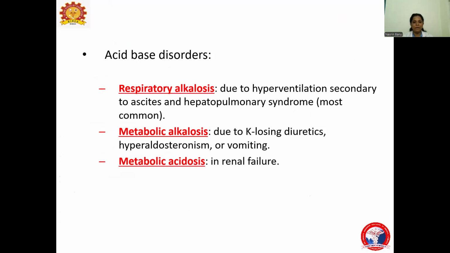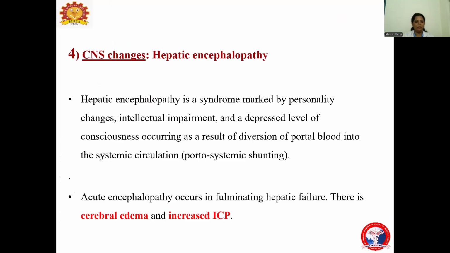This is due to hyperventilation, which is secondary to ascites and hepatopulmonary syndrome, which is most common. Whereas metabolic alkalosis can also be seen due to potassium-losing diuretics, hyperaldosteronism, or vomiting. Metabolic acidosis can also be seen in renal failure. CNS changes: it causes hepatic encephalopathy.